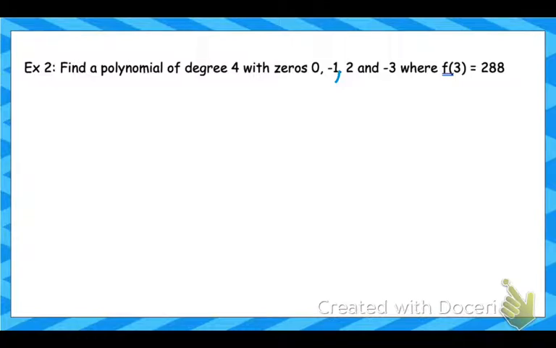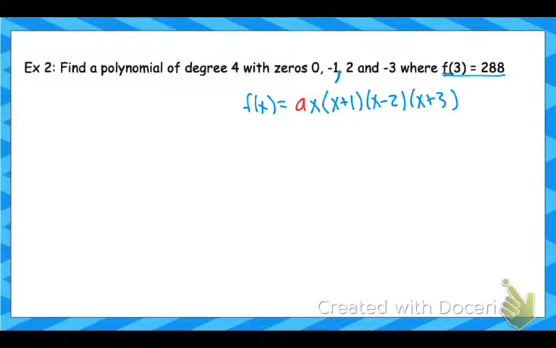So what I do now, I know my zeros, which means I know the factors. So my factors are going to be, the factor that gives me 0 is just x. The factor that gives me negative 1 is x plus 1. The factor that gives me 2 is x minus 2. And the factor that gives me negative 3 is x plus 3. But this time, I need for f of 3 to equal 288. In order for that to happen, there has to be some sort of leading coefficient out here. So in order to solve for that leading coefficient, I'm going to do something very similar to what I did back in the quadratics unit. I'm going to plug in 288 for y, and I'm going to plug in 3 for all of my x's.